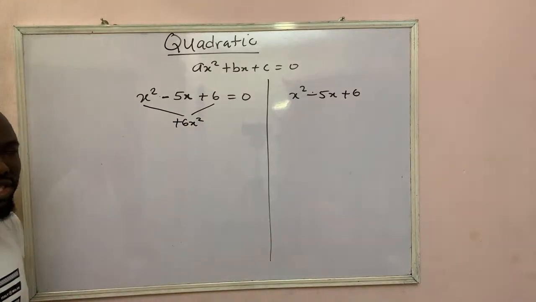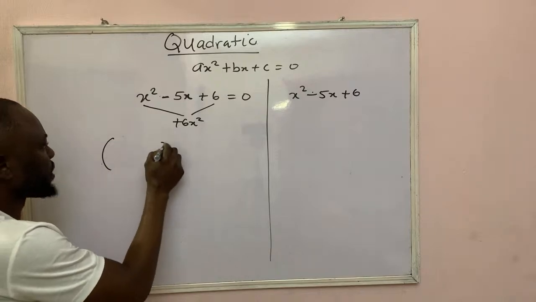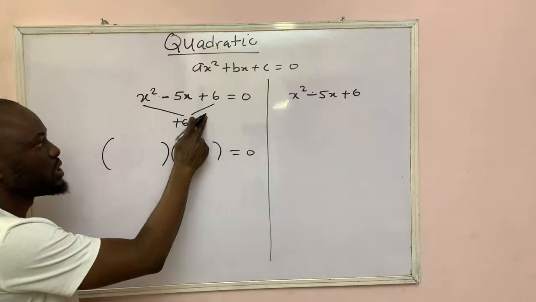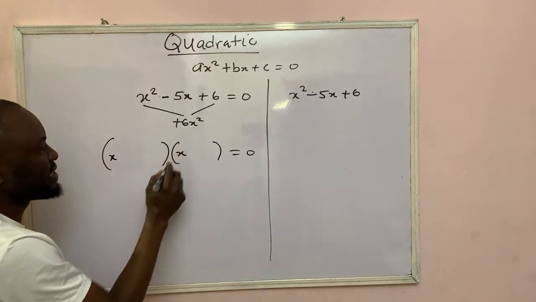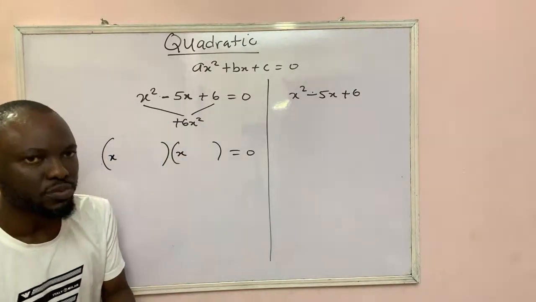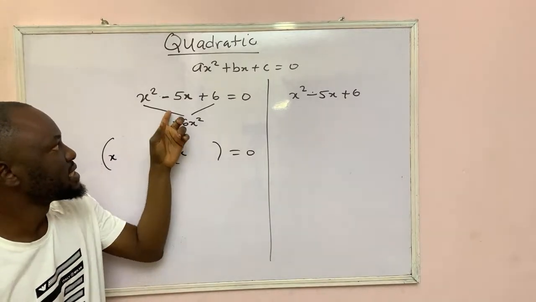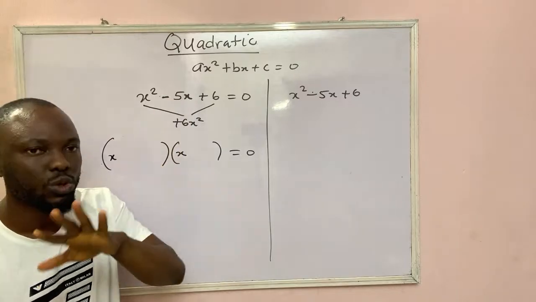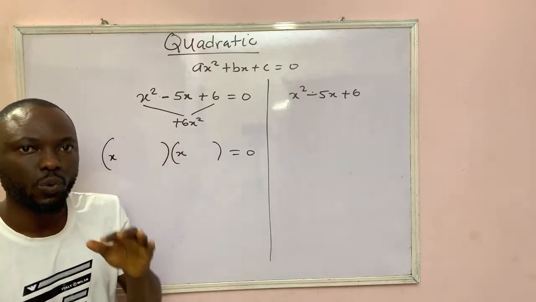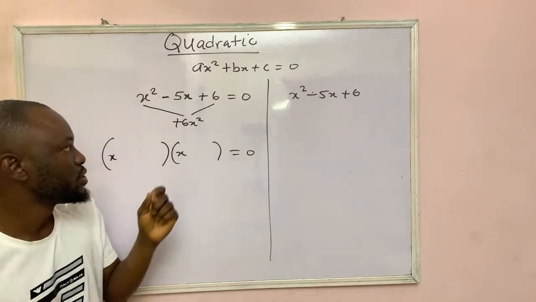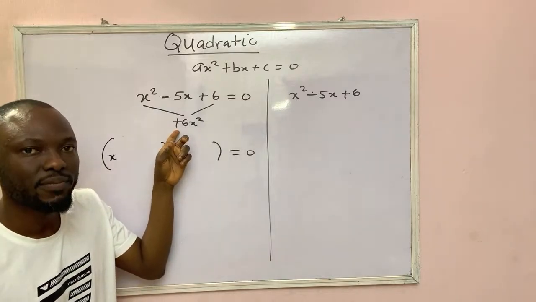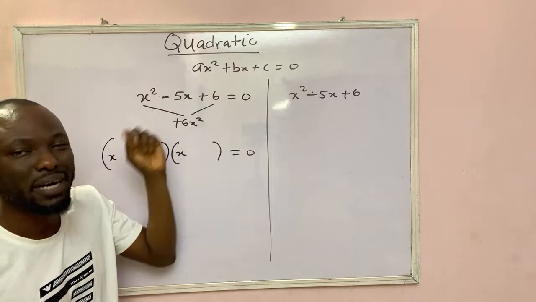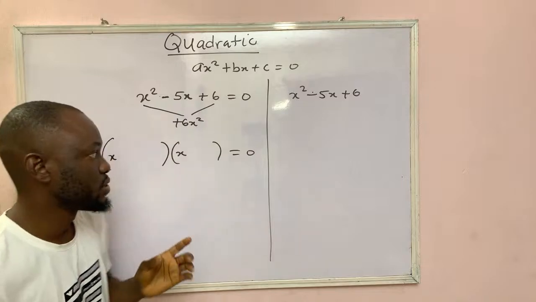Now, the second thing you need to do is open up two brackets and equate it to 0. Then this x squared, you're going to split it as x and x here. Now, you have a plus 6 and a minus 5. The rule is that you look for two factors such that when you multiply those factors, you get a plus 6, and if you add those same factors, you get a minus 5. All right? So it's pretty simple.